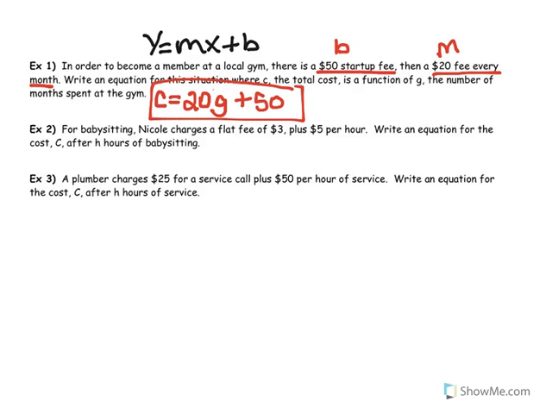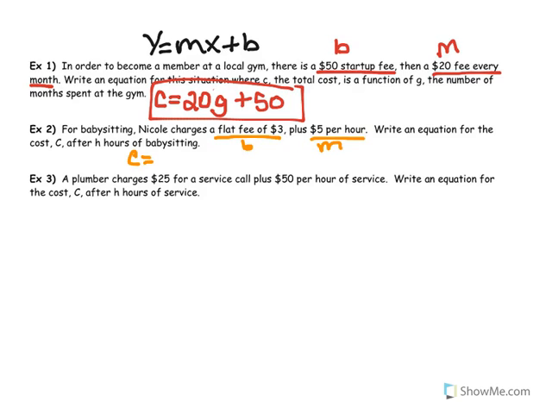Let's move on to example 2. For babysitting, Nicole charges a flat fee of $3 plus $5 per hour. We need to write an equation for the cost C after H hours of babysitting. So let's go back and look at our information. We know Nicole charges a flat fee of $3. So flat fee of $3 will be my B, plus $5 per hour. This is my rate, so that would be my M. We need to write an equation for the cost C. So Y is our total and C is what we will use instead of Y.